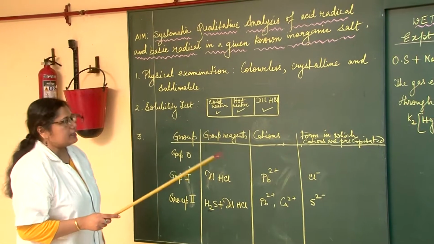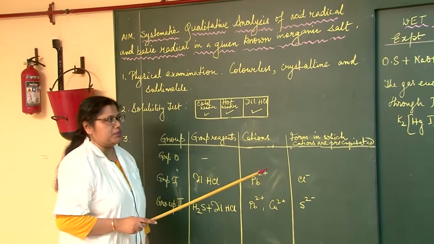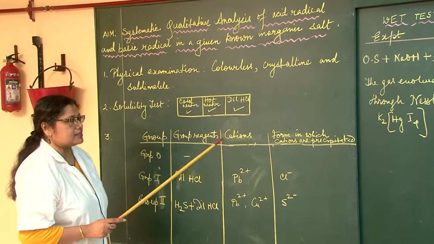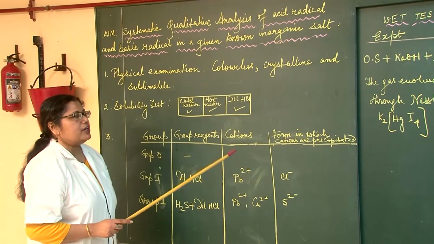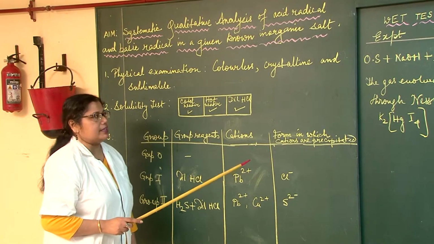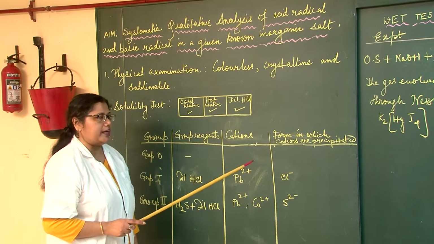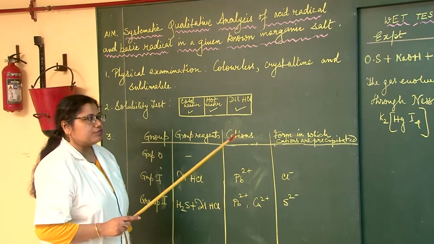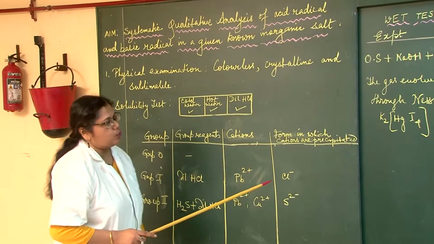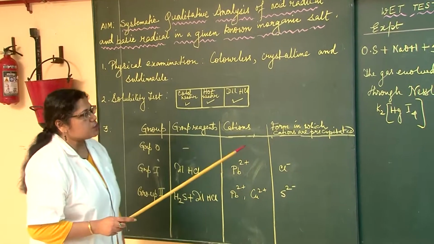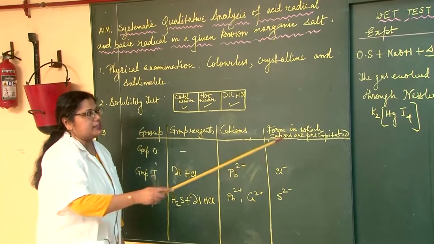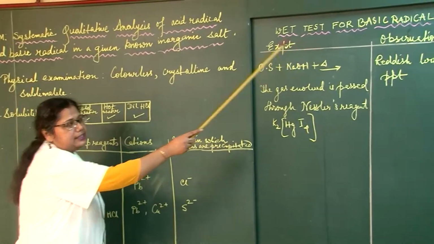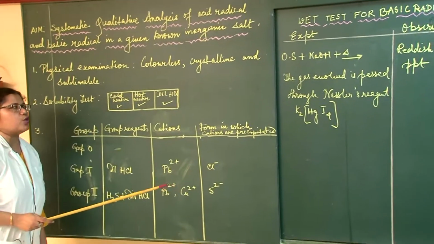So, we have completed the first part of our experiment where we have detected the acid radical, and we have found that our acid radical in the given sample was chloride, and to confirm chloride we have performed the chromyl chloride test. Our next part of the experiment is to detect the basic radical in the given inorganic salt sample.